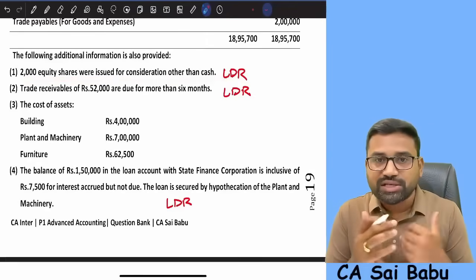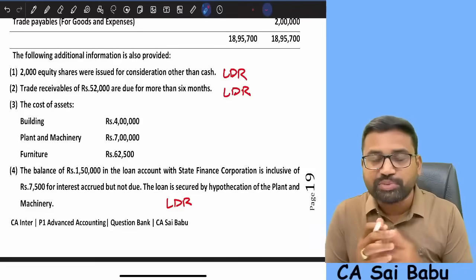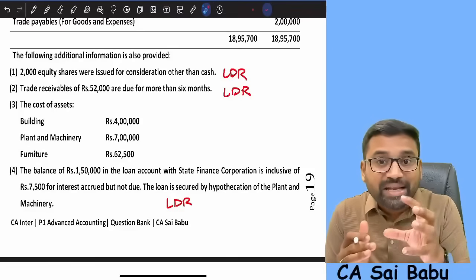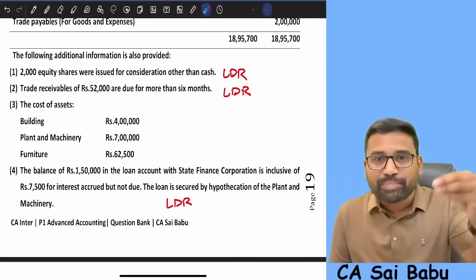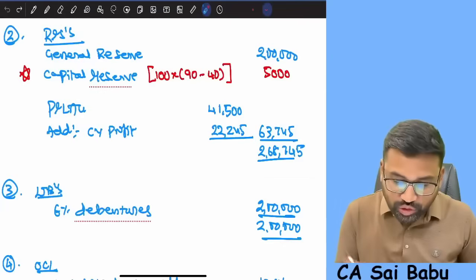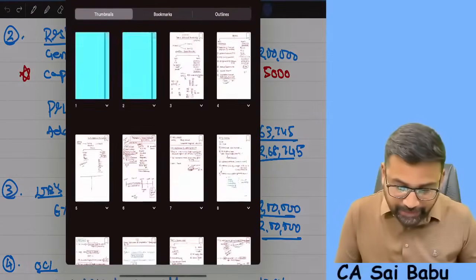Whenever any shares are issued for consideration other than cash, as per Schedule 3, we need to present it separately in the notes to accounts.